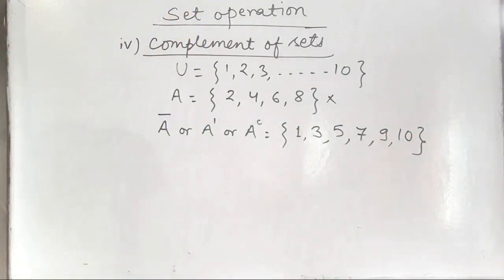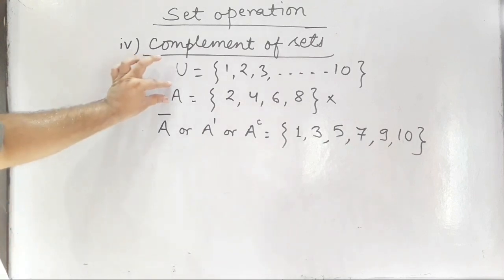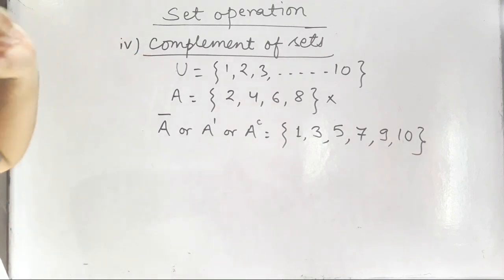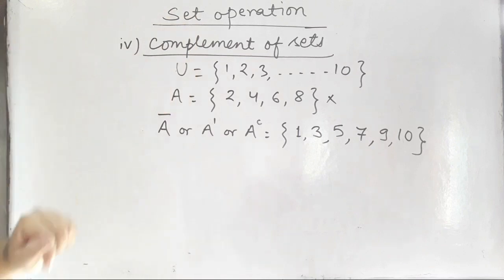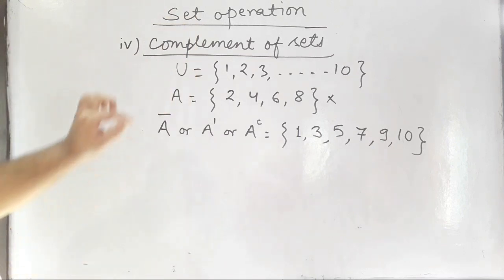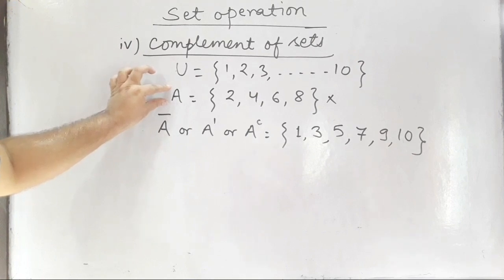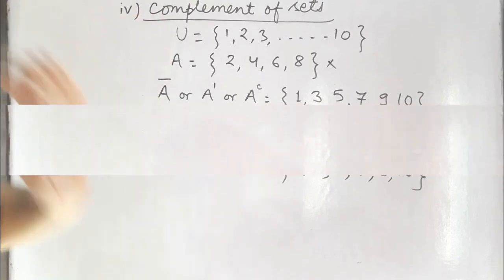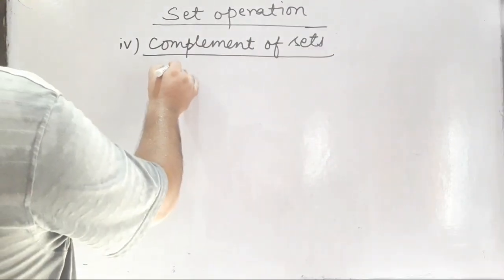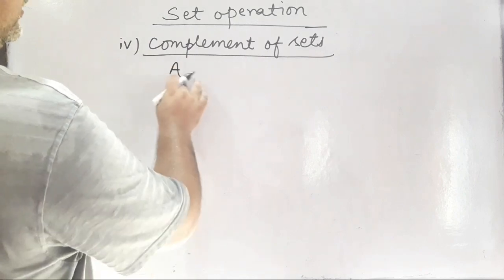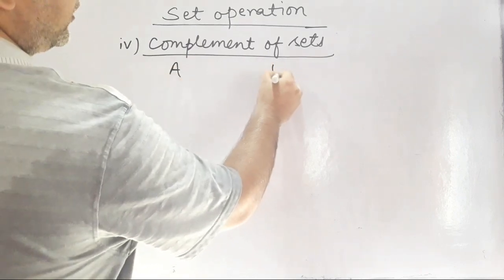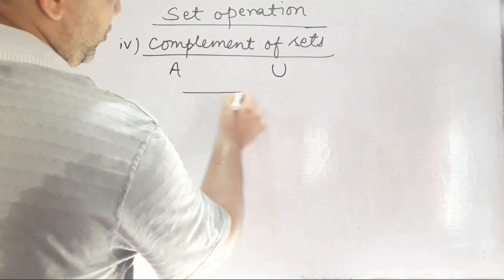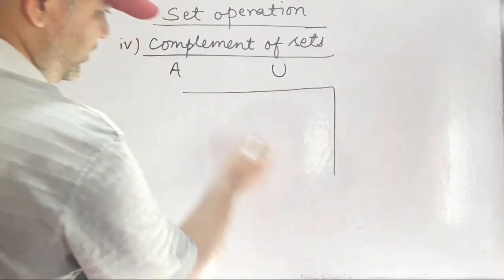So for the elements that are not contained in the particular set given to us, if we are told to find the complement of that set, then we should list out the elements from the universal set which are not contained in that particular set. Okay, let's see it in the Venn diagram. If A is a set and A is a subset of universal set U, then we'll make the Venn diagram in such a way.